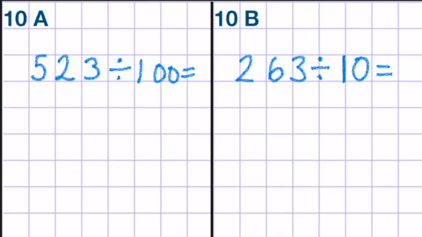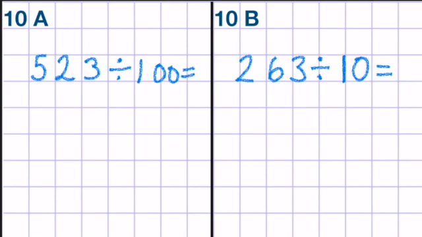Okay, I'd like you to do both of these. They're both the same level of difficulty. One is not easier than the other. Got 523 divided by 100 and 263 divided by 10. Press pause, then we'll do it together.